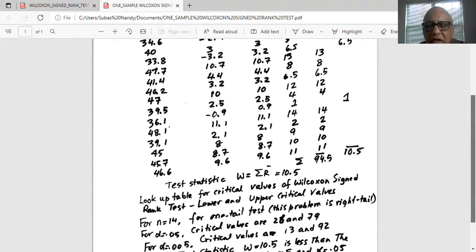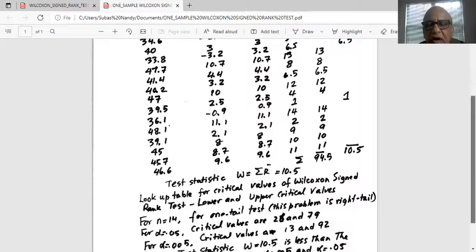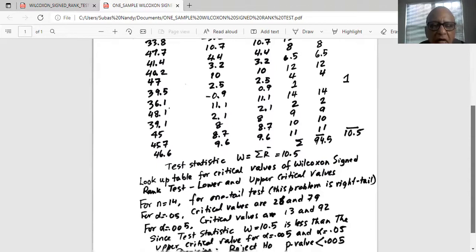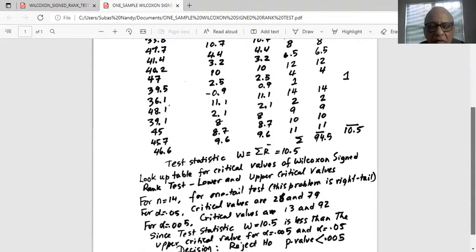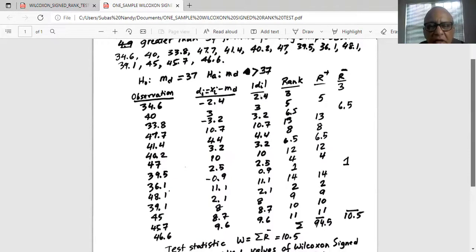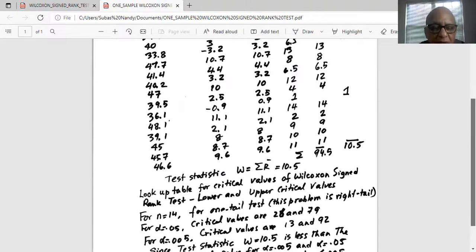Always use the lowest sum of the ranks as the test statistic. So the test statistic W comes from the Wilcoxon sign rank test. W is the sum of the R minus, the lowest sum of the ranks, which is 10.5. Now I look up the table for critical values of the Wilcoxon sign rank test, lower and upper critical values, when n is 14. Remember, our test is a right tail test, alternate median greater than 37. So we look up for a one tail test.